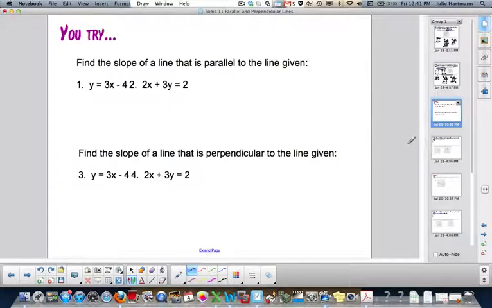Okay, so go ahead and try those. Sorry, there are 4 here. I don't know if yours looks like that, but that's 1, 2, 3, and 4. So make sure you try all of those.